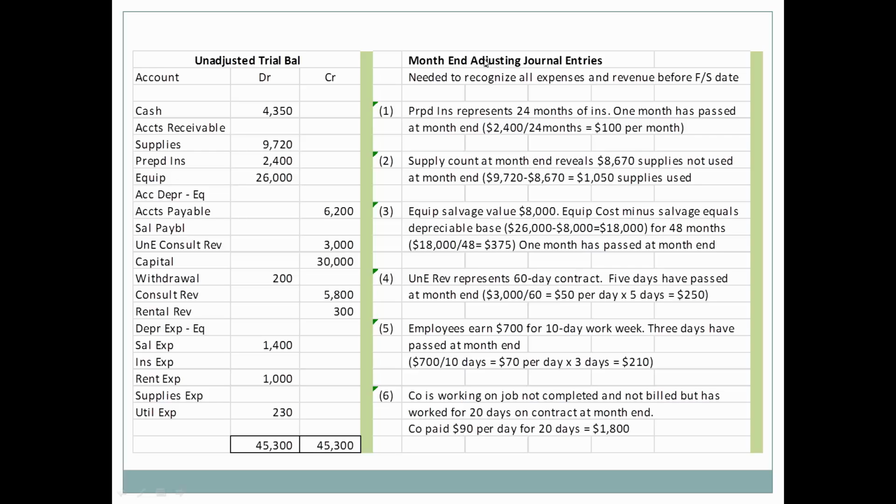Now we will have to look at the month-end adjusting journal entries. These will be needed to recognize all expenses and revenue before the financial statement date. We notice that in our unadjusted trial balance, we have prepaid insurance. Of course, if we prepaid the insurance, it's going to lapse over the time that we've had the insurance in effect. So at month end, a month of the insurance will have lapsed.